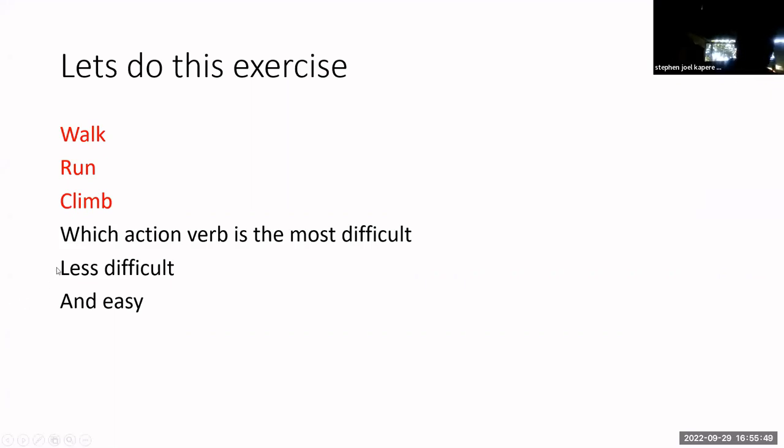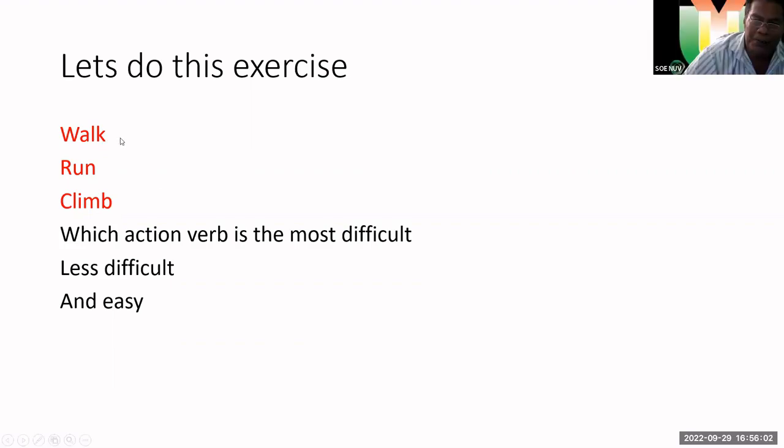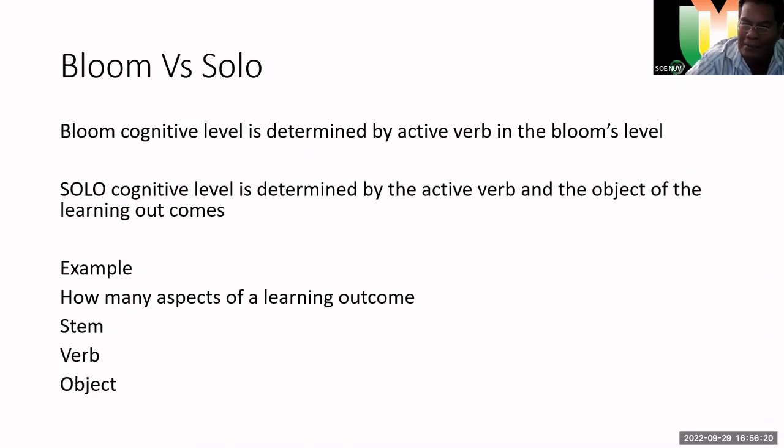So the answer is that we don't know which one is the hardest. It depends, because we do not have any object after the verb. If I say walk around the park, run around my office, and climb the table, which one is now easy? Okay, so that's what SOLO says.